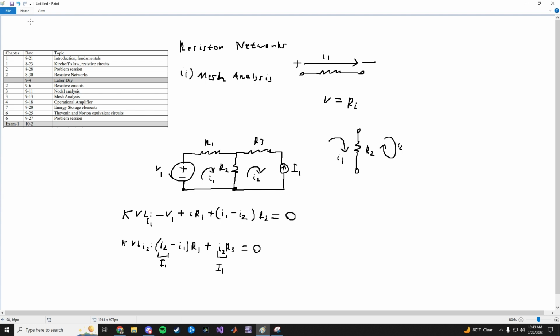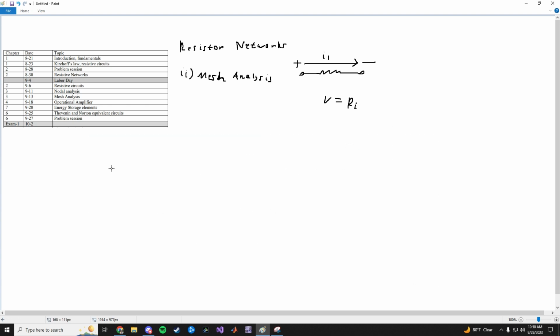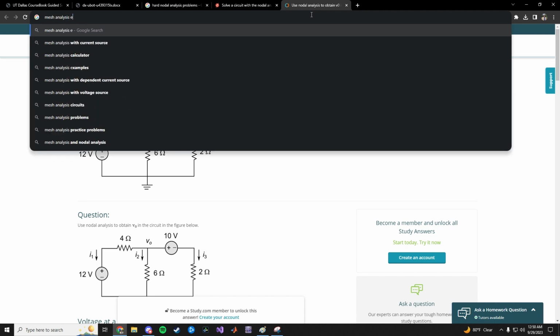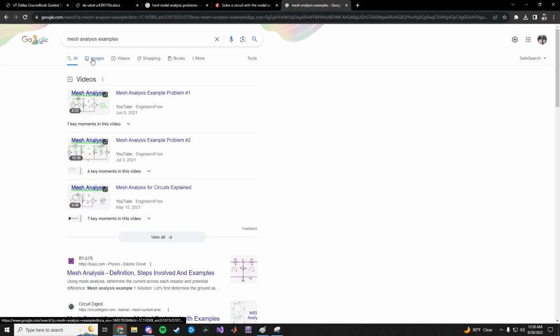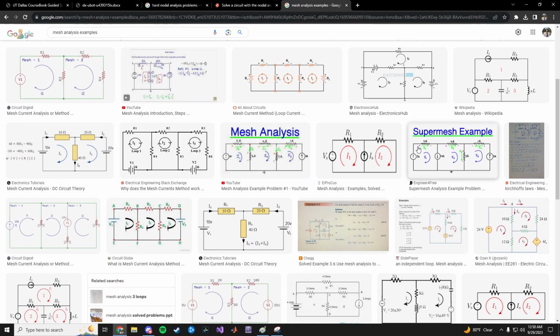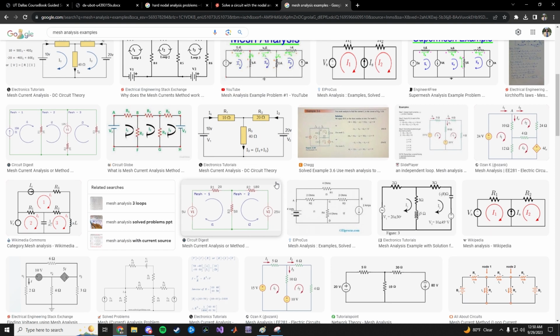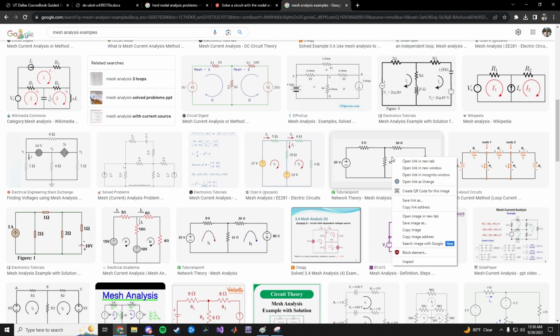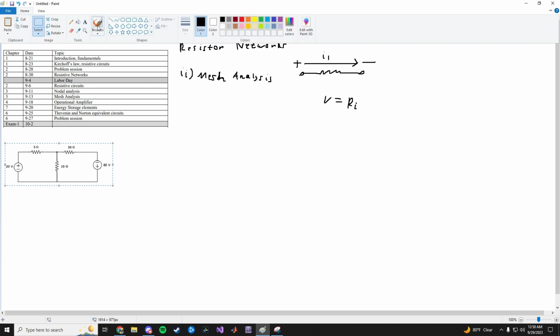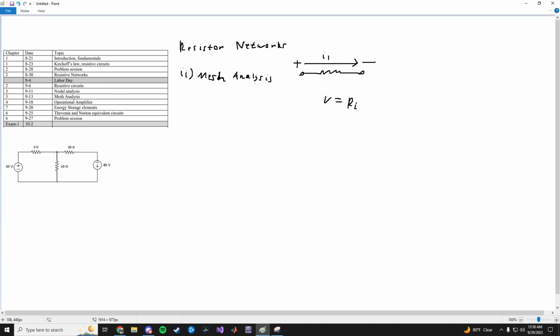So let's go ahead and do some examples. Let's find one. Mesh analysis examples. See if we can find a basic one first. So let's see what we got. Basic one. This one's pretty simple. Start with this one for now and then do a harder one after. So let's write the mesh equations for this circuit here.